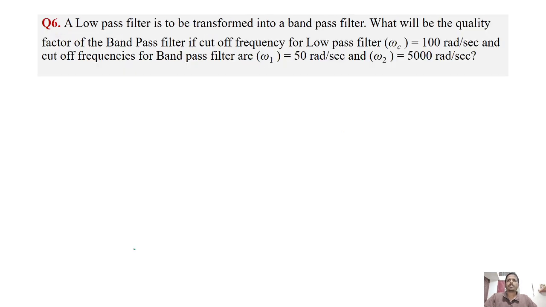Okay, now coming to the next question, question 6. So question 6 is, a low pass filter is to be... hello. Hi, yeah, please tell me.